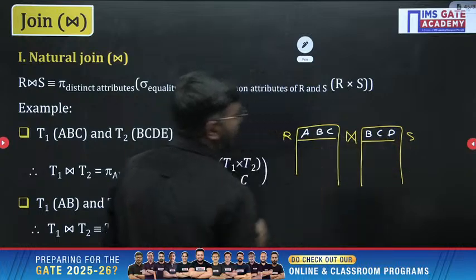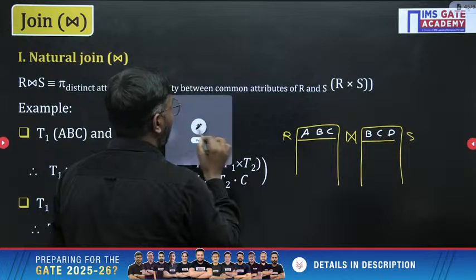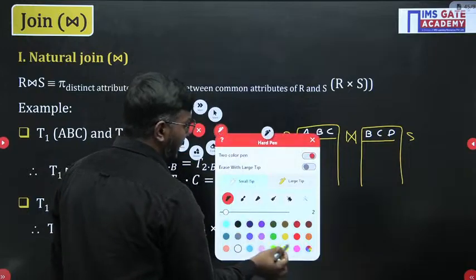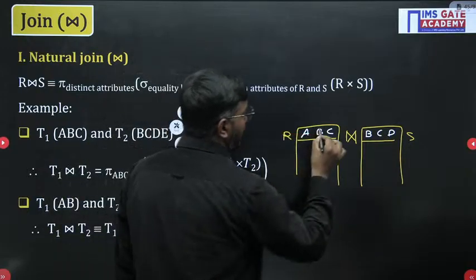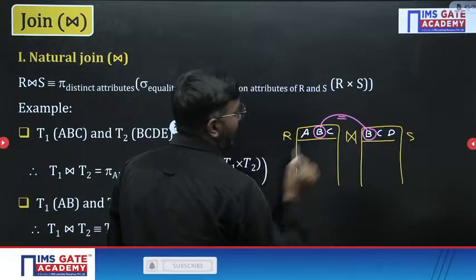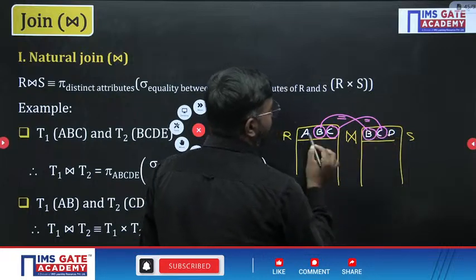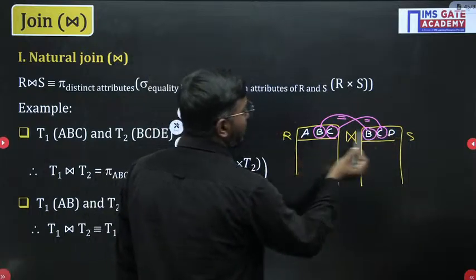How to perform this natural join here? It will perform the equality between the common attributes. So it will check the equality between B and B, the common attributes: is B equal or not, and is C equal to C or not. If you have more than two common attributes, then all the equalities will be checked here.